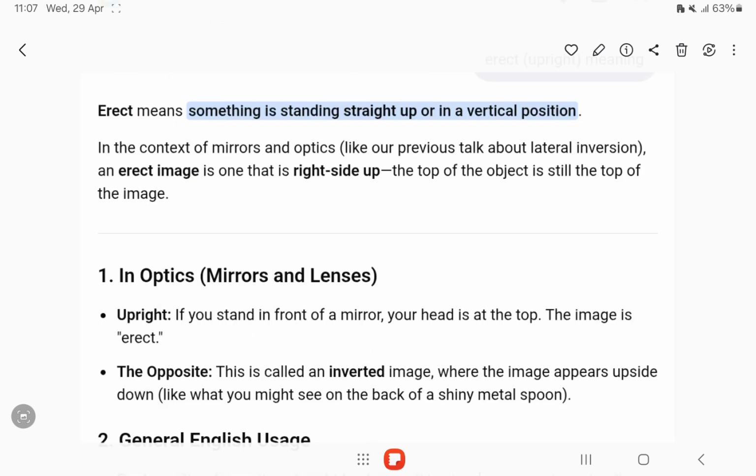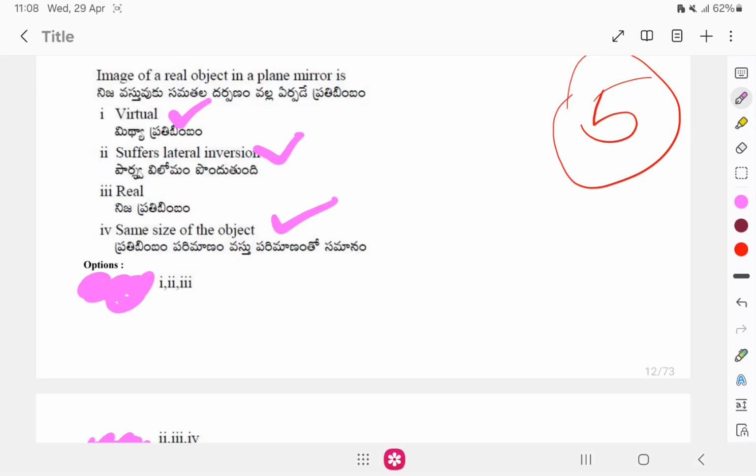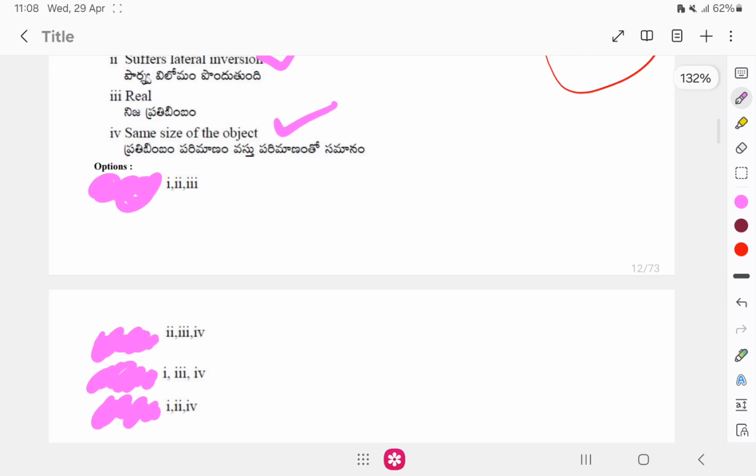This is the meaning, friends. Erect means something that is standing straight up or in a vertical position. For plane mirror, I am giving this example for you to understand in a simple way. So the answer is 1, 2 and 4.